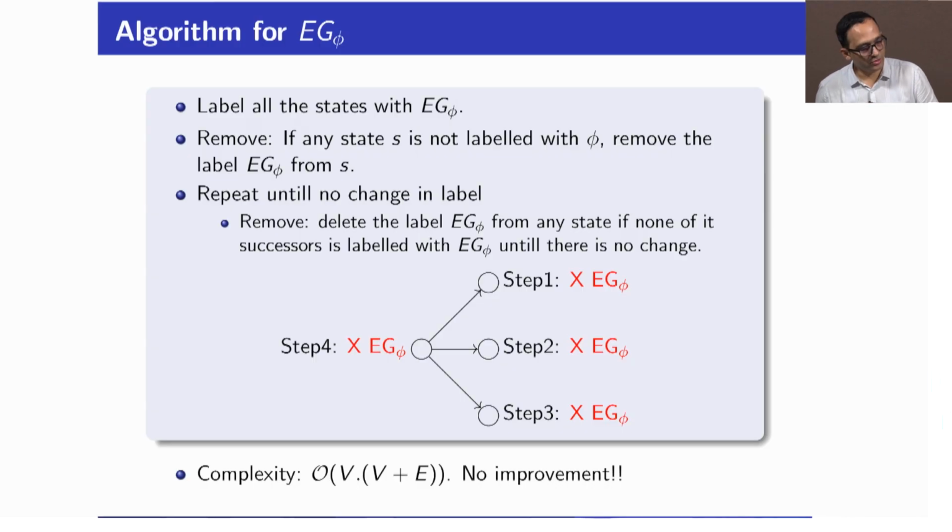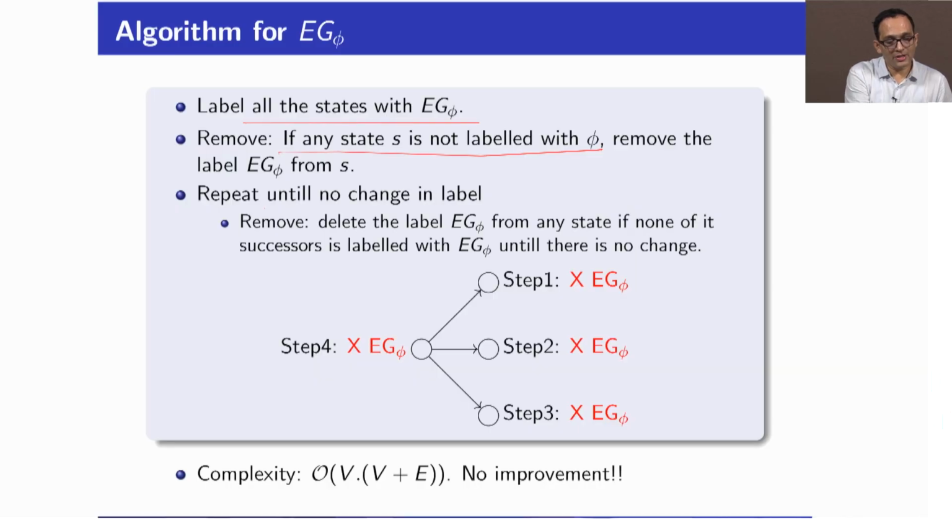So, this is what I am going to apply for EG. Instead of starting from smaller sets and growing, I will start from every state, shrink, and finally get the final set of states. Let us see how I am going to do this labeling algorithm. I start by marking all the states with EG. Then obviously, the states where phi does not hold, their EG cannot hold. So, I will remove the label EG from all states which are not labeled with phi, which is very obvious.